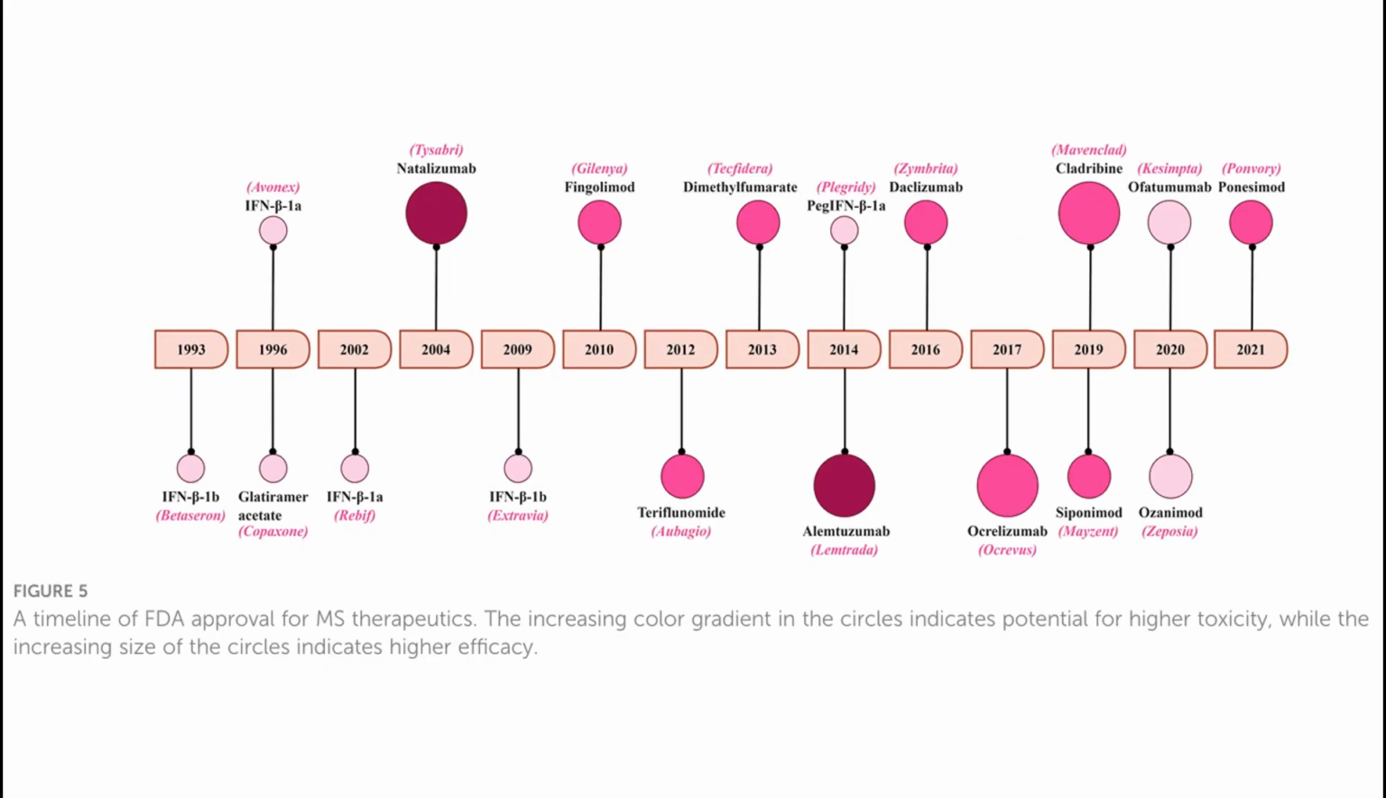This slide displays the toxicity as well as the efficacy of the drugs from these different year ranges. The bigger the circle is, the higher the efficacy, and the darker the circle is, the higher the toxicity these drugs have. As we can see, natalizumab as well as this drug over here has higher toxicity as well as higher efficacy.